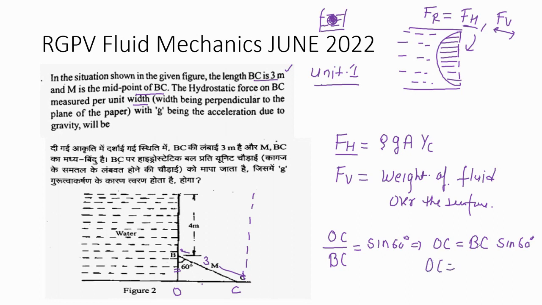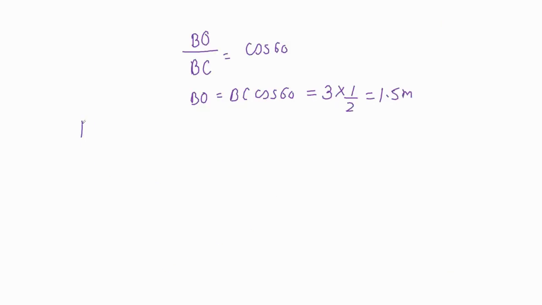ओके, व्हाट इज दिस OC? OC कितना हो जाएगा, BC की वैल्यू हमें पता है 3, साइन 60 कितना होता है √3/2. Okay, so it will become 3√3/2. Okay, now we calculate FH. So this length we know, it is 1.5, and this length is 3√3/2. Okay, now how we calculate force on this plane BO? So force FH is equal to rho g A YC.